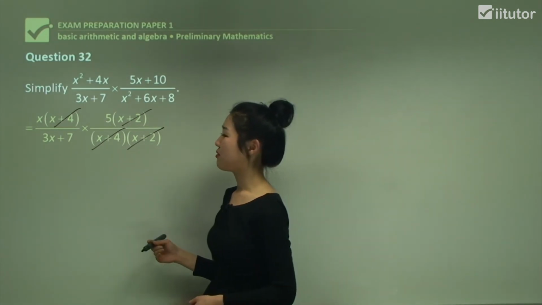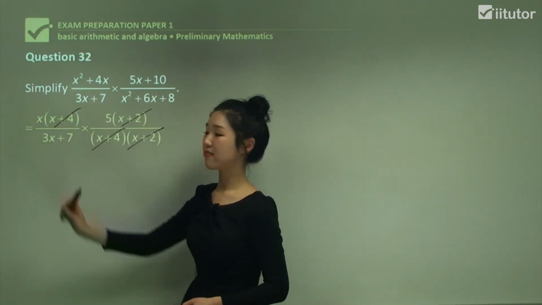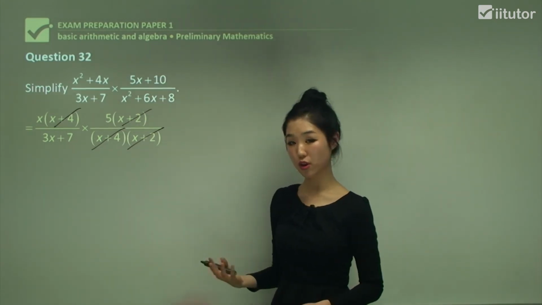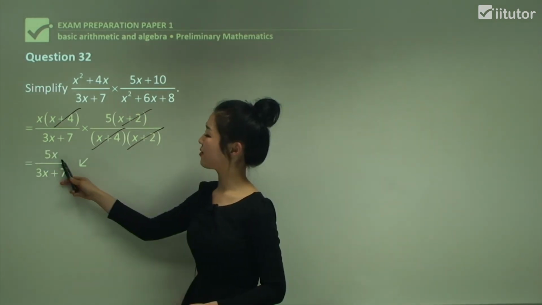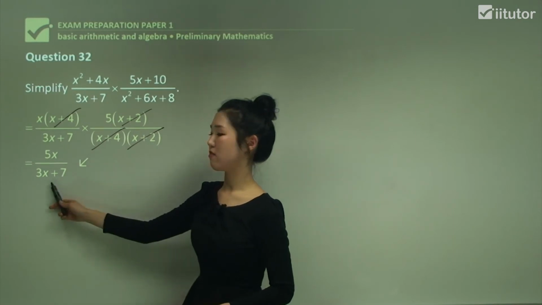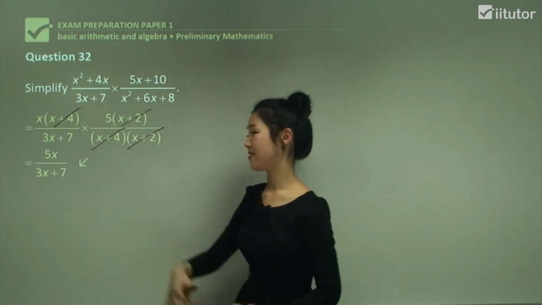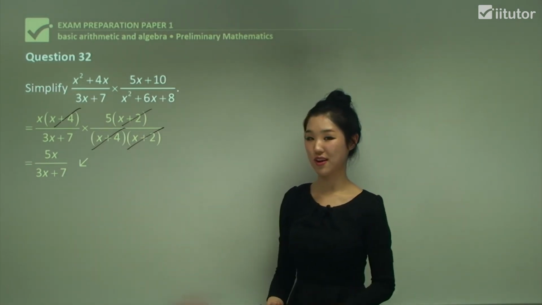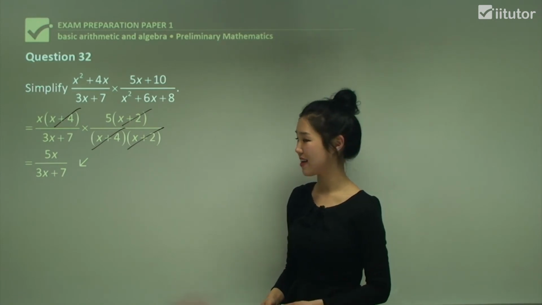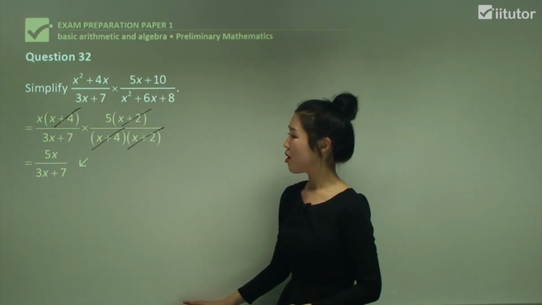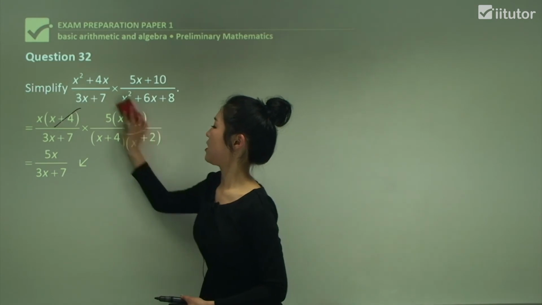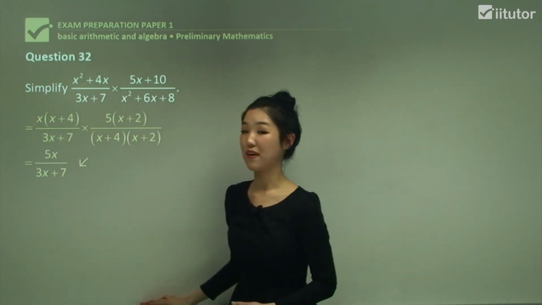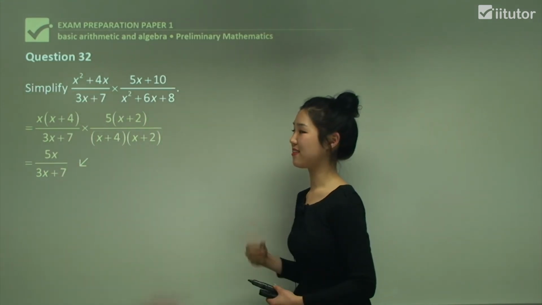So now we simplify it. So 5 times x is what we have left on the top, on the numerator. So we have 5x on top and 3x plus 7 on the denominator. And that's the simplest form. 5x on 3x plus 7. We can't go any further than that. And that's it. So we've actually done this pretty easily, and all I've done is just factorize. So make sure you know your factorization very well.